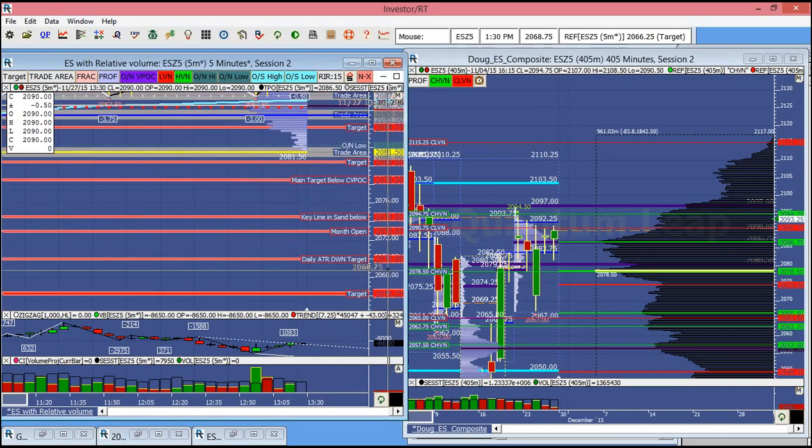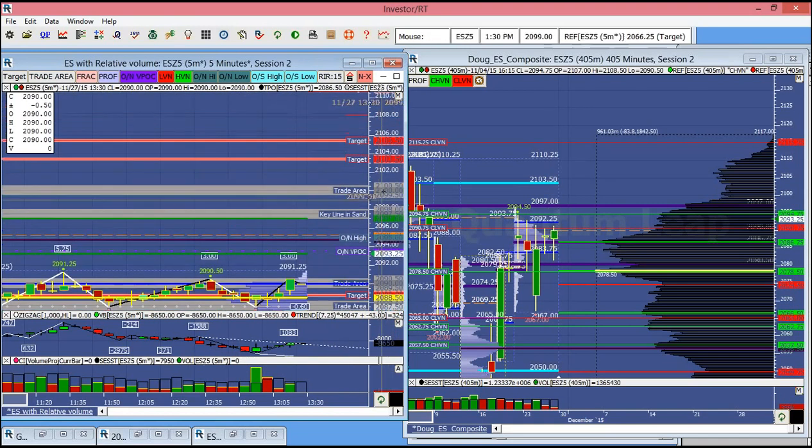Our downside ATR target today is 2070, so we have range to get down and test that low, that month open. So this is within range. The month open is still within range.